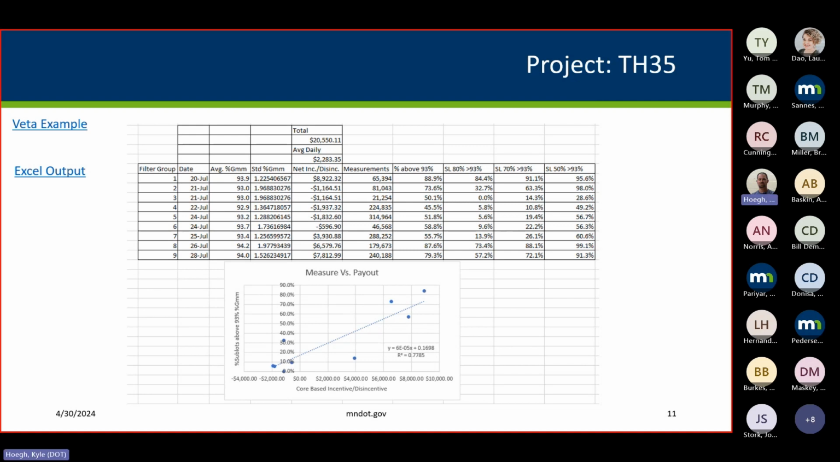And you do see a good agreement, which was pretty impressive to use that limited amount of cores to be able to do a pretty good job with the payout based on our current spec.